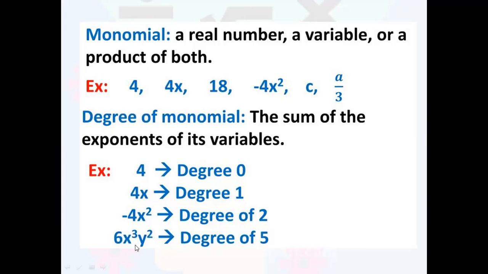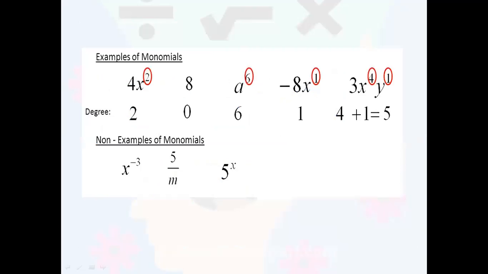So this is considered a monomial because it's a product of variables and numbers. In fact, it's going to be 6 multiplied by x multiplied by y. So it's a product of 2 variables and a number. So to find the degree, we just add them. That's all. Now let's move on to some examples and degrees of monomials.